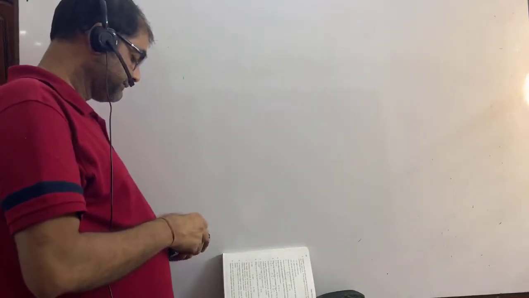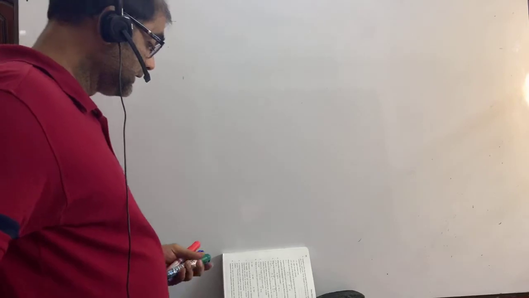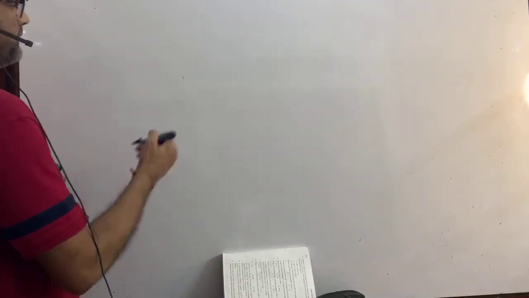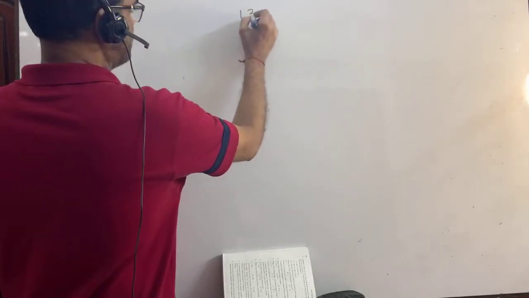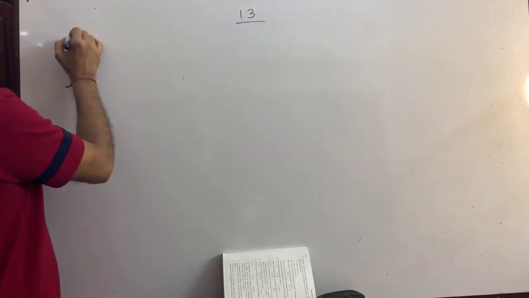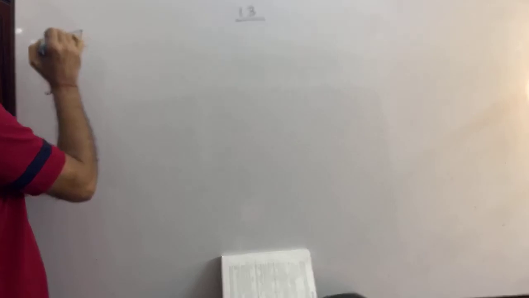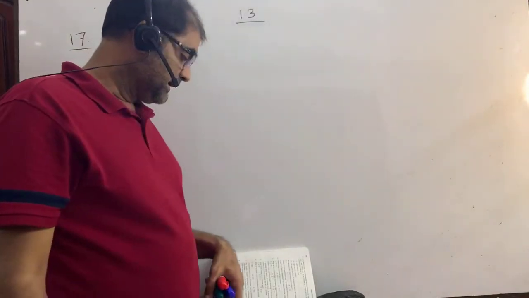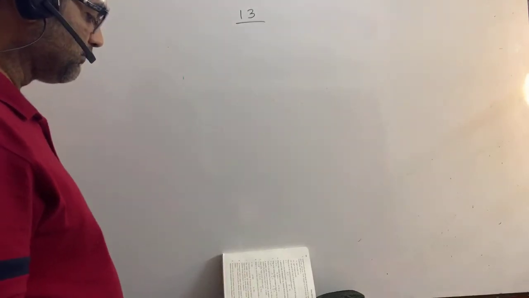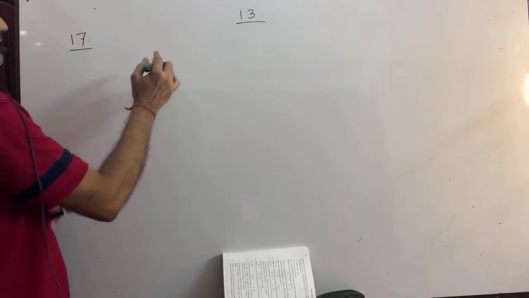Exercise 13, question number 17, the most important math to be given in the examination. It is told here, a solid sphere of radius 4 centimeter. What is meant by solid sphere?